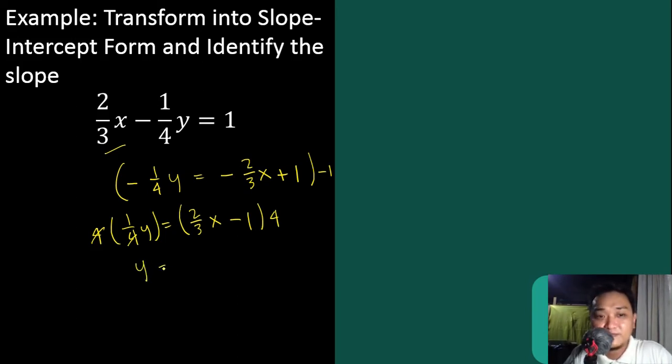Parang ganun po. Now, let us try to use distributive property here. 2 times 4 is 8. 8/3 x minus 1 times 4 is just 4. So therefore, our new linear equation is y is equivalent to 8/3 x minus 4. And our slope there is 8/3. This is our slope.